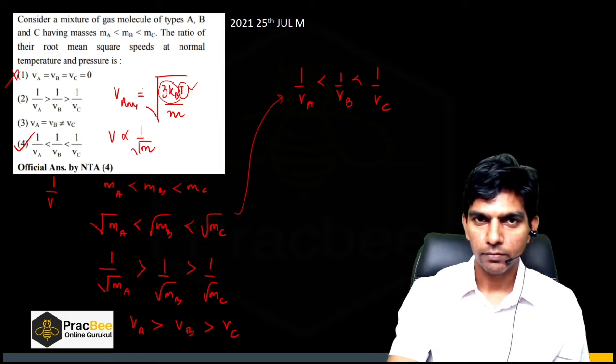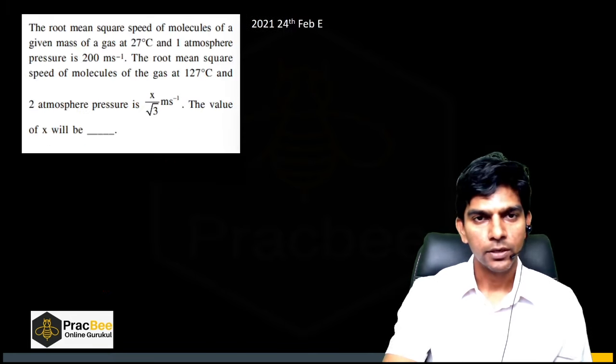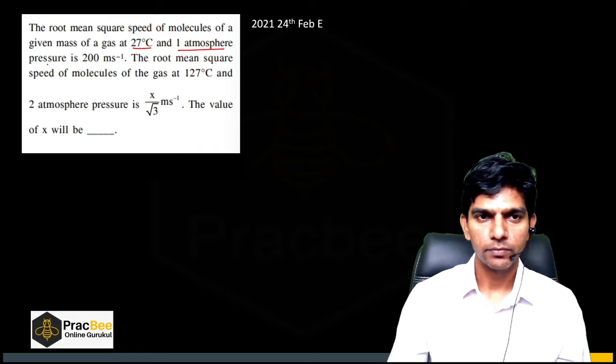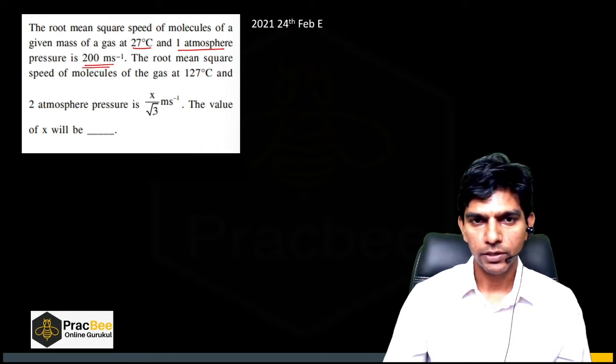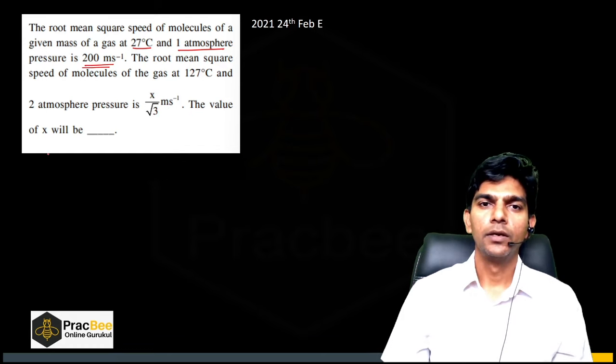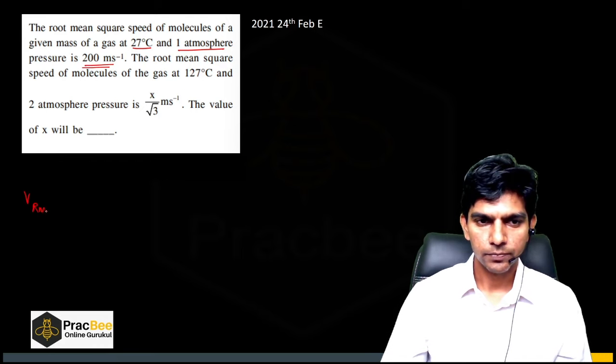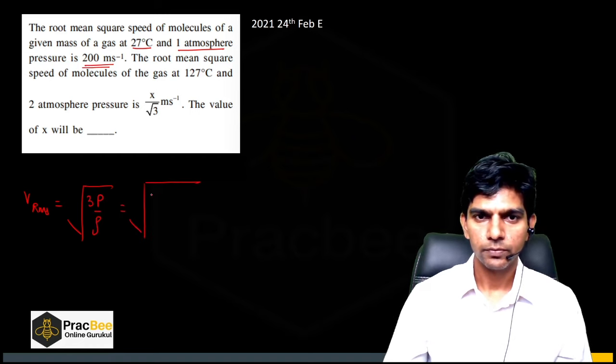Okay, so I think you'll be able to understand how to solve such questions. Now let us see another question. The root mean squared speed of the molecules of a given mass of gas at 27 degrees Celsius and 1 atmosphere pressure is 200 meters per second. The root mean squared speed of the molecules of the gas at 127 degrees Celsius and 2 atmosphere pressure is x by root 3 meters per second. The value of x? Now here a pressure is also given to us. And we know two formulas for Vrms: one is root of 3p by rho, another is root of 3RT by M naught, right?